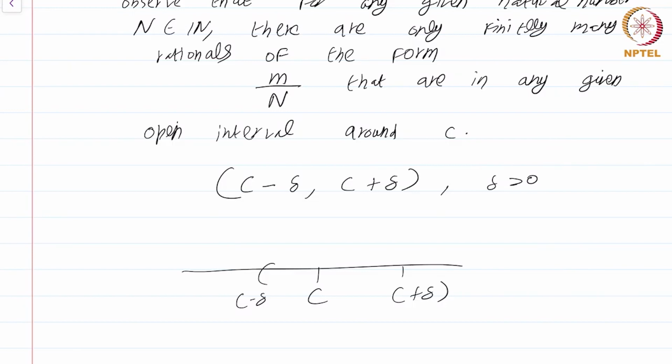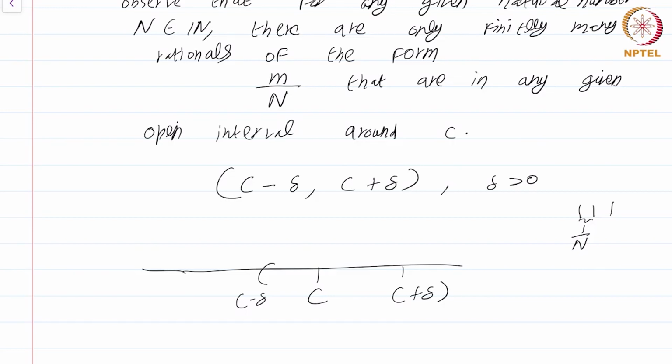Why is this? Well, think about this. Imagine you have put a ruler on the real line. The ruler is rather a scale whose rulings are all separated by 1 by capital N.